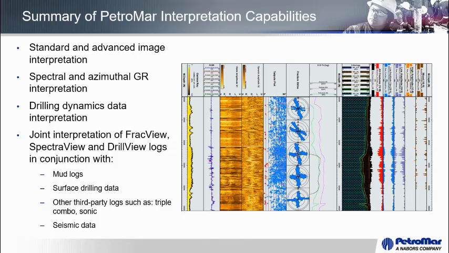So our advanced interpretation techniques would be to take this also to the next level, to integrate it with different data sets. For example, spectral and azimuthal gamma ray interpretation. And you can see we actually have some uranium, potassium, thorium information in this particular log. In this case, not from our own tool, but this is actually taken from cuttings analysis.